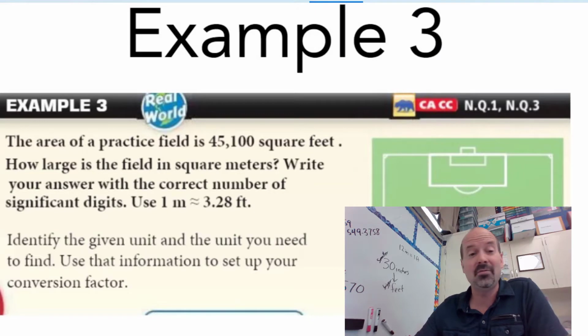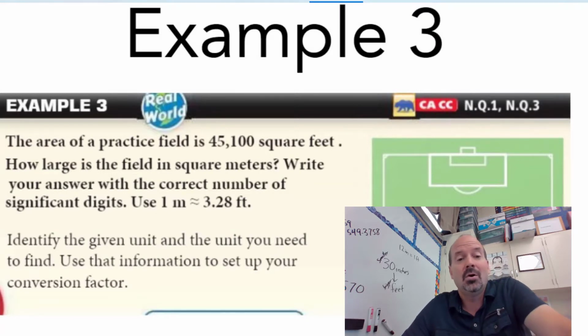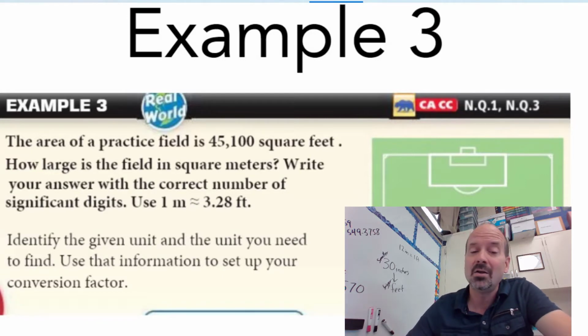Here's example 3 from chapter 1, section 2. It says the area of the practice field is 45,100 square feet, and we want to know, what is that in square meters? And how is this different than the other problems? Well, they're square. So what does that look like?